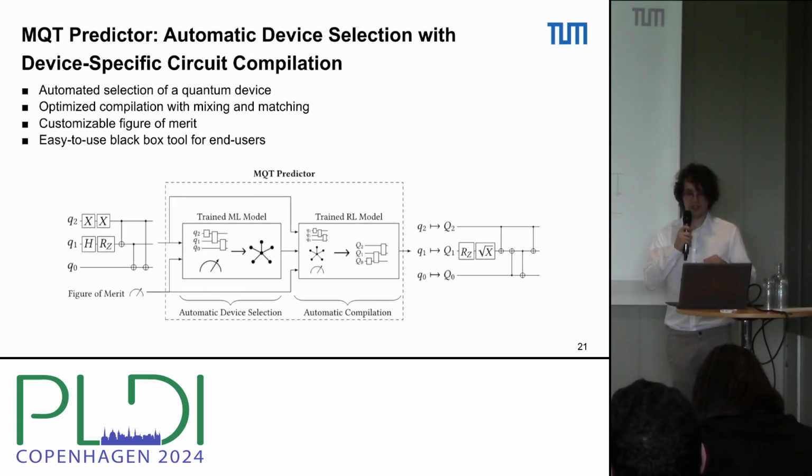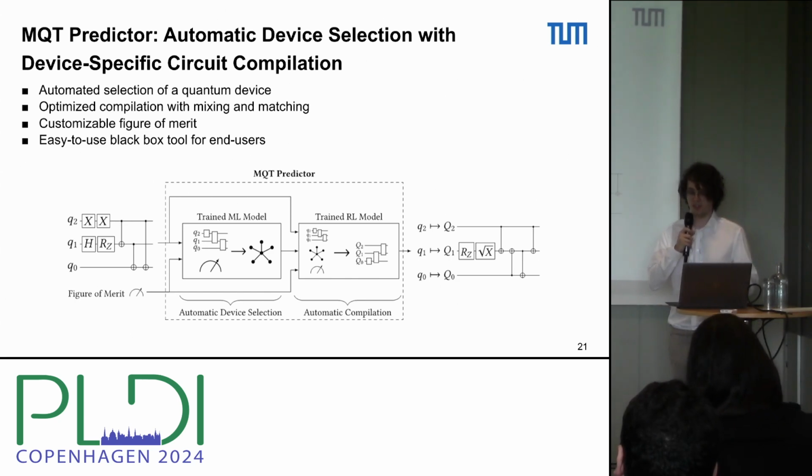And putting these things together, we end up with the MQT Predictor. It's an easy-to-use tool. Once again, it's a black box model. You do not need any quantum computing expertise to run it. And another cool thing is that the figure of merit that you can use is customizable. So if we ever decide that maybe the expected fidelity is not really what we want to look at, then we can easily change it.